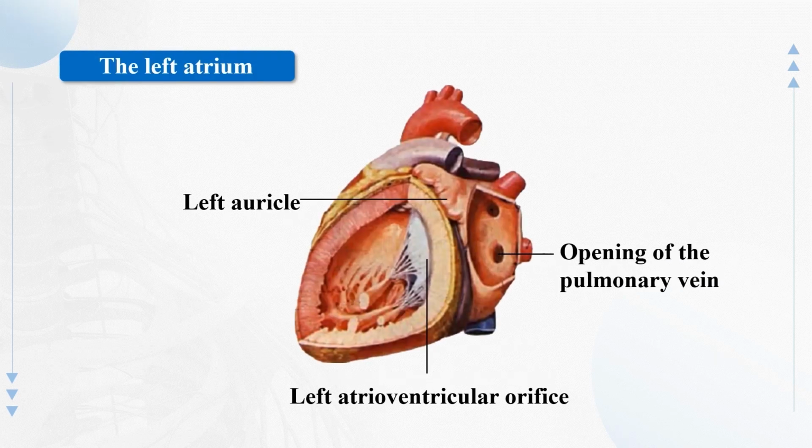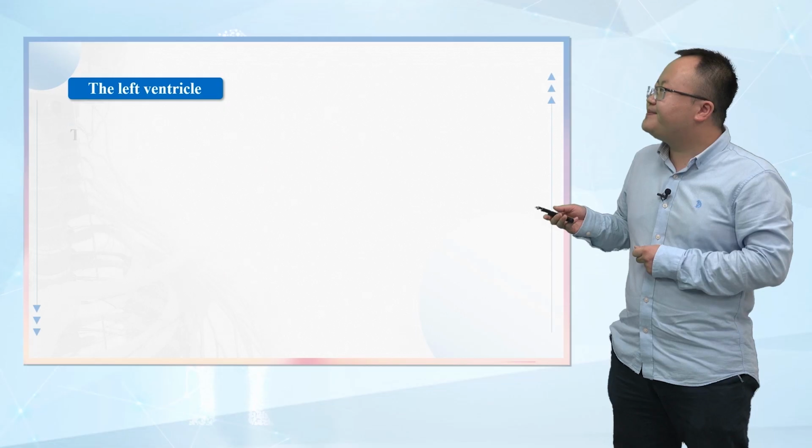This picture demonstrates the left atrium. The left atrium receives oxygenated blood and passes it to the left ventricle. This demonstrates an opening of the pulmonary vein.